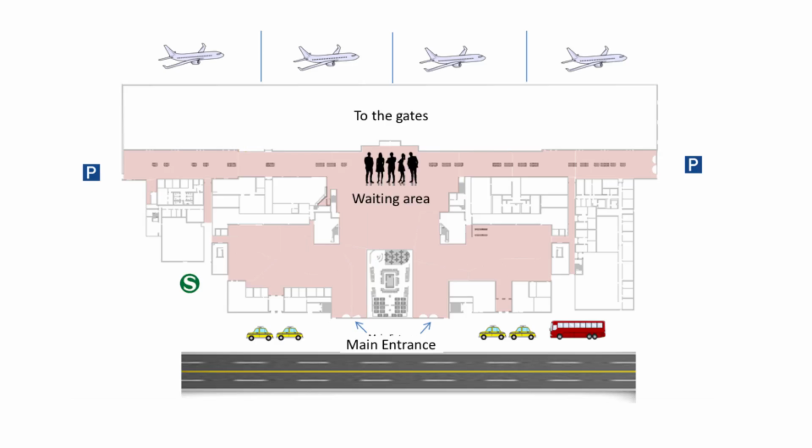So I brought an example with me. This is an airport. You see in the northern part the planes arriving and departing. Then on the western and eastern side, there are the parking lots. Then we have public transport on the western side, and in the south, we have cabs and buses. And this is the arrivals area of the airport. In the center, there's a waiting area where everybody is waiting for their beloved ones.